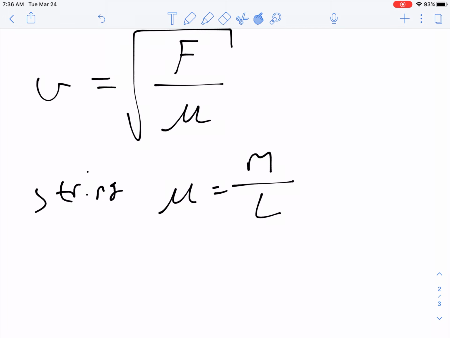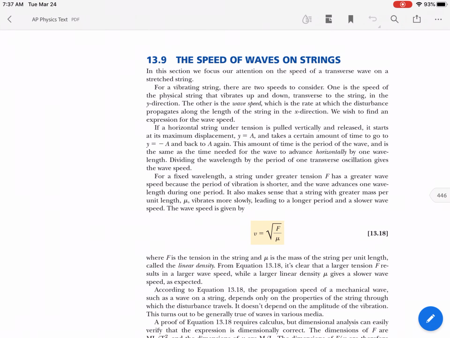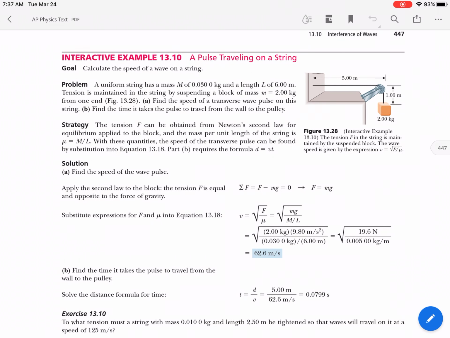Okay? If we go back to our textbook, we will see on page 447, interactive example 13.10. They want to find a pulse traveling in a string. So if you look at the picture, we've got a string with a mass and a pulley. The mass is dangling off the pulley, and that's going to put some tension in that string. A wave can be generated in that string, or a pulse can be generated in that string, and it will travel at some velocity because there is some tension in that string.